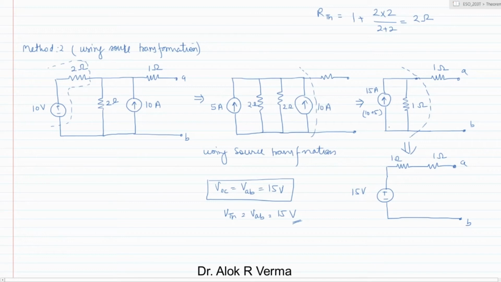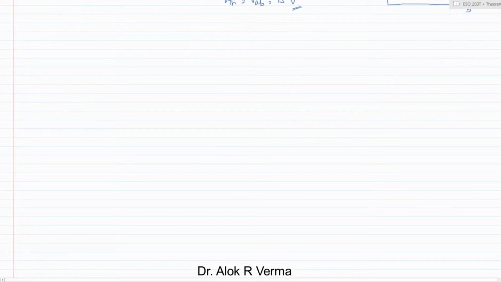So there are multiple ways by which you can find out the open circuit voltage, and RTH will anyway be the same, which is the equivalent impedance or the resistance between the terminals A and B. Now let us solve this circuit by using the superposition theorem. So for example, the same circuit, we are using the superposition theorem.